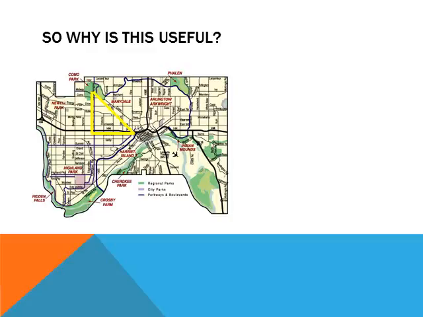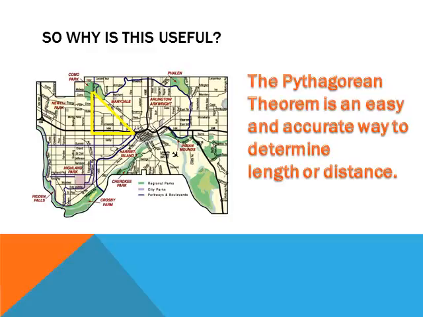So why is this useful? Well, the Pythagorean theorem is an easy and accurate way to determine length or distance. Any job where precise lines need to be drawn or measured uses the principles of the Pythagorean theorem. This can include farmers, construction managers, and map makers. Can you think of any other jobs that might use the Pythagorean theorem?